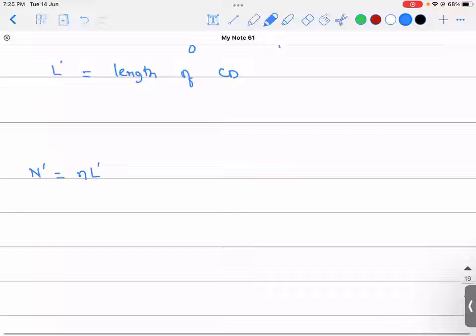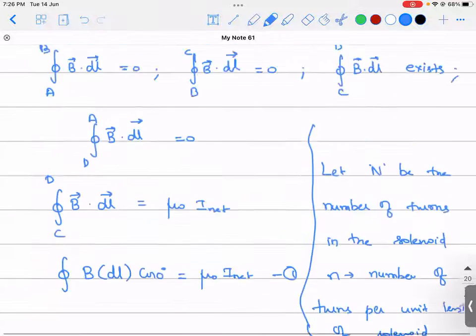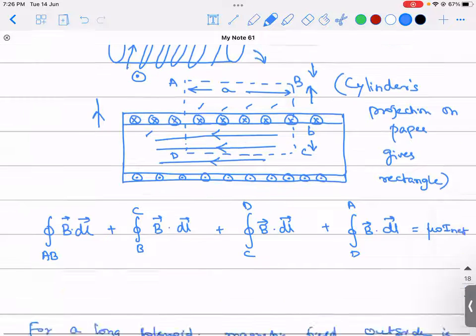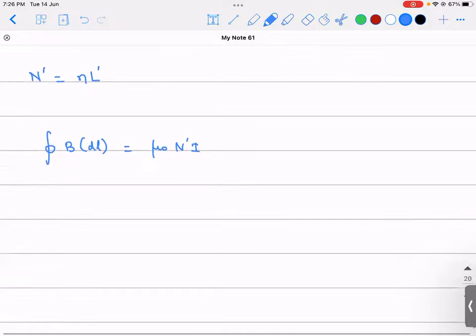Okay. So line integral of B into dl is equal to mu naught into I net, regular. So in the place of I net, can I write n dash turns into I? Because if I is the current through one loop, there are 1, 2, 3, 4. For example, this diagram has 4 loops. There can be n dash loops that exist within the size of the Amperian loop that we consider. So n dash, can I write it as small n into L dash?